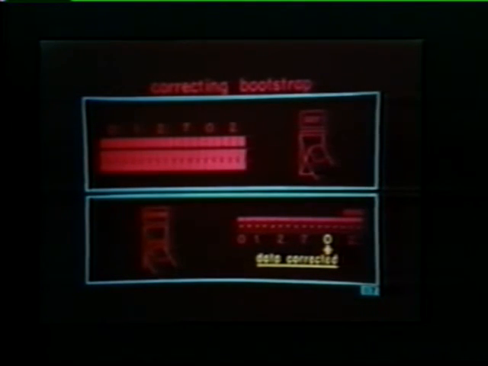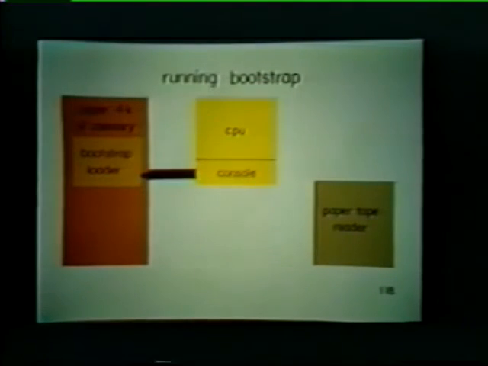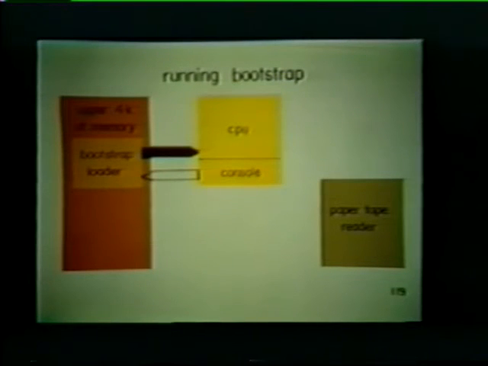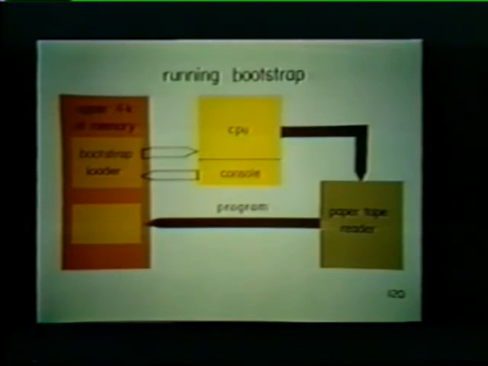Let's see how the Bootstrap loader performs its role in life. As we just saw, the Bootstrap loader is keyed or toggled into the upper 4K of memory from the console SR switches. When the time comes for the CPU to load in a program from the paper tape reader, the CPU retrieves the Bootstrap loader from memory. The CPU, now under Bootstrap control, directs the paper tape reader to send the Bootstrap formatted program to some other part of the upper 4K of memory. That's a brief description of how the Bootstrap loader functions.